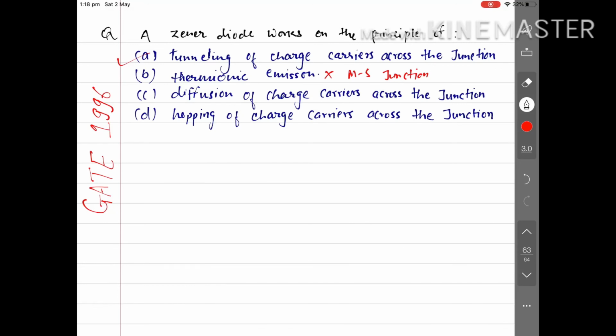Similarly, option C is not right, because it is diffusion of charge carriers across the junction. The word diffusion is associated with forward bias, right? The diffusion process normally happens in forward bias, so it is not possible here. Hopping is also not the right answer. So the right answer for this question would be A.